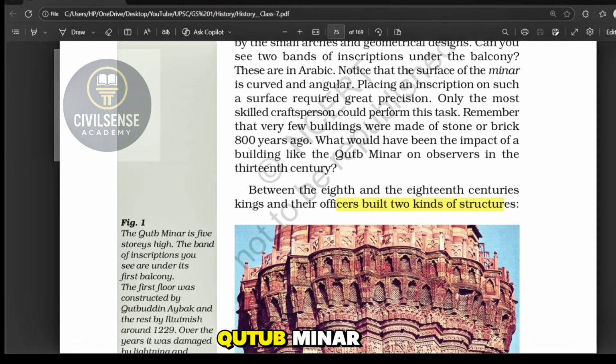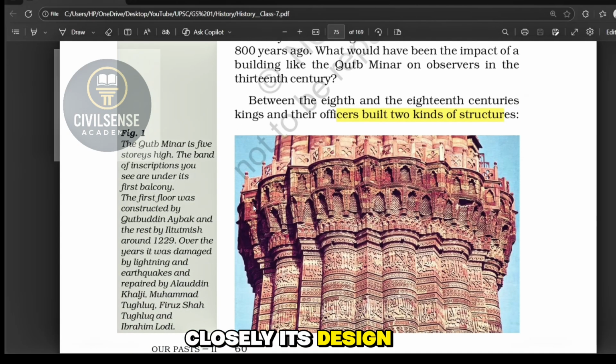Let's start with Qutub Minar, built around 1199 CE by Qutbuddin Aibak. If you look closely, its design is not just tall and grand, it's also full of intricate patterns. Under each balcony, you will find small arches and geometric carvings and inscriptions in Arabic.